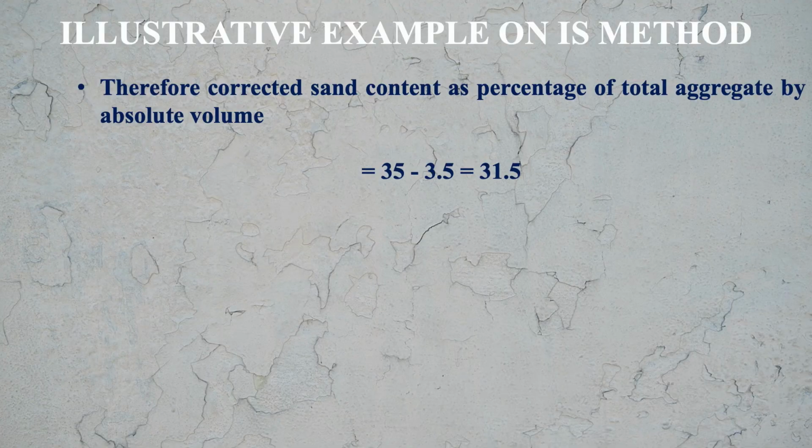So the corrected sand content as percentage of total aggregate by absolute volume will be 35 minus 3.5. So that will be 31.5%. If you want to represent in fraction, then you have to divide it by 100. So that fraction, that is P, will be equal to 31.5 upon 100, that is 0.315 in fraction, otherwise 31.5%.